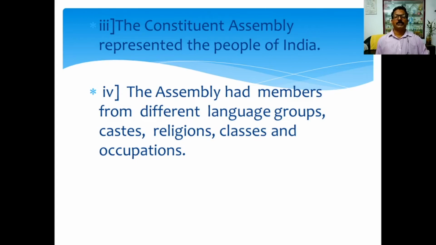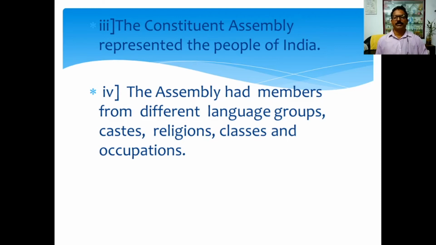The Constituent Assembly had members from different language groups: Hindi, Punjabi, Tamil, Kannada, Malayalam. From different castes, upper caste, lower caste, there were representatives. There were representatives from various religions: Christianity, Hinduism, Islam, Sikhism, Jainism, Buddhism, and from various classes of people, rich class, poor class.